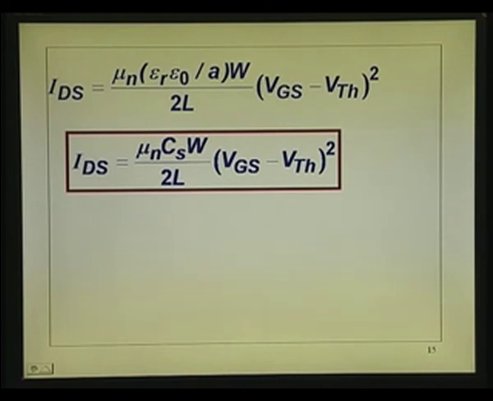MESFET is not different from the MOSFET. You use the same equations to find the saturation current, and all that you do is replace the C oxide per centimeter square by C_S. That is all. That makes a world of difference, because now we are talking of gallium arsenide, so mu_n will be higher. We are talking of C_S instead of C oxide, and C_S is epsilon_r epsilon 0 by A.